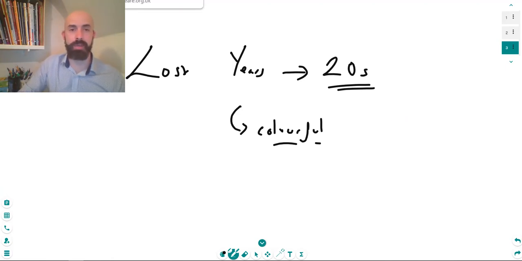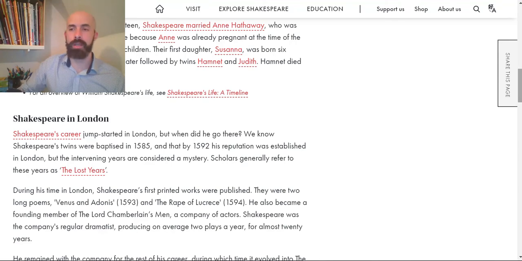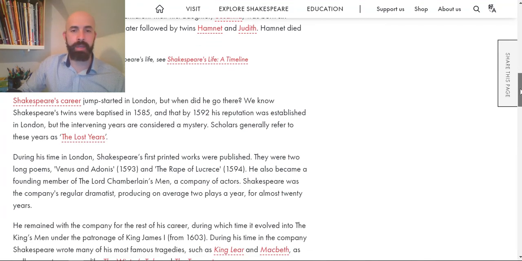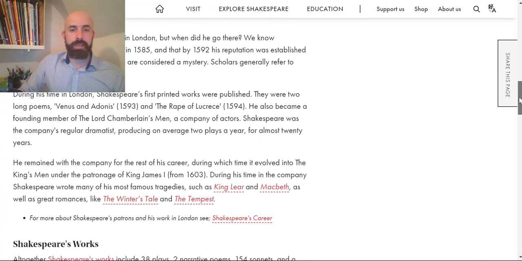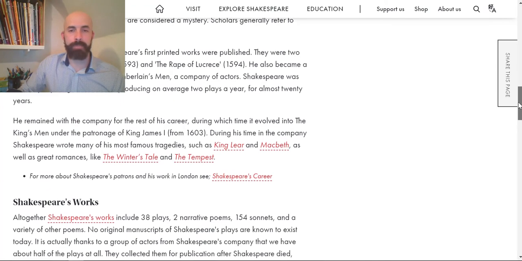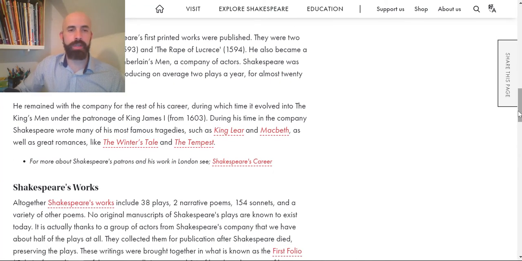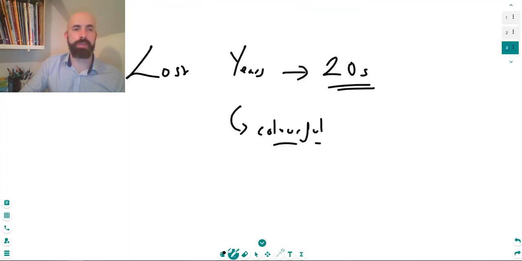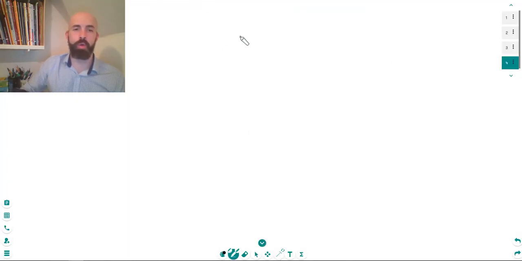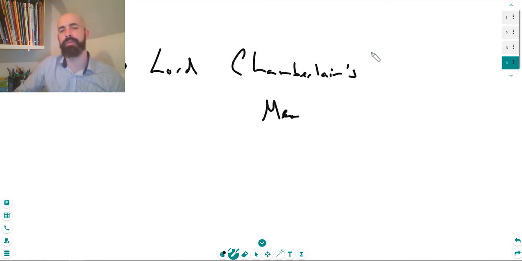So this is Shakespeare's early life, and we basically see some printed works in the early 1590s, and he also founds a theatre company called the Lord Chamberlain's Men as well. So just a very brief word on the theatre at this particular point.